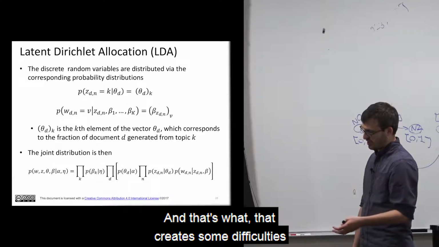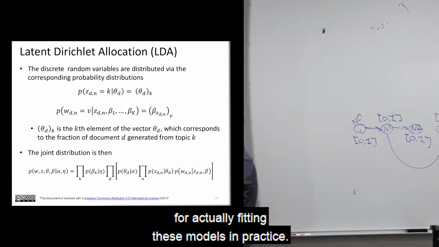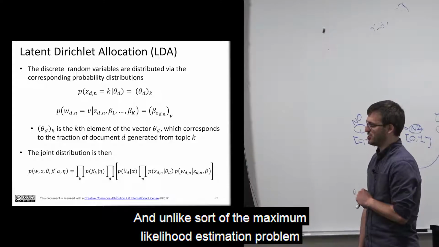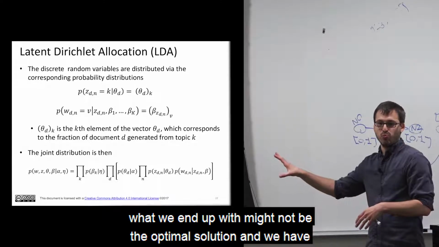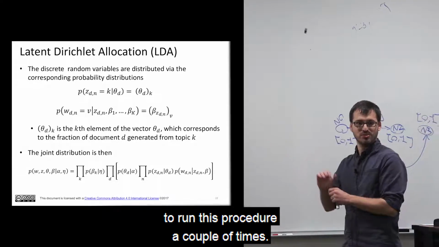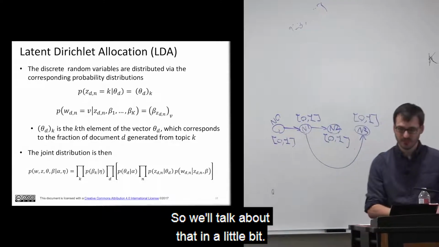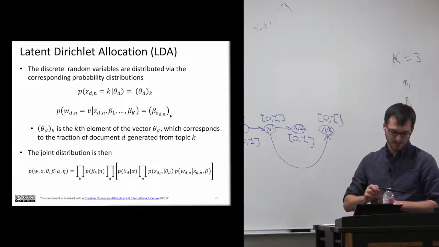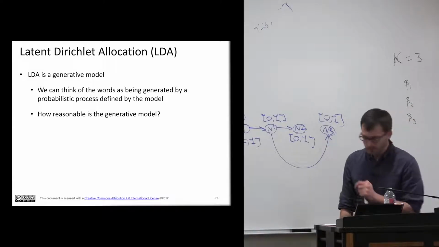And that creates some difficulties for actually fitting these models in practice. Unlike the maximum likelihood estimation problem where we basically took a derivative and solved it exactly, now what we end up with might not be the optimal solution. We might have to run this procedure a couple of times. So we'll talk about that in a little bit. Any questions about it? Good. All right.